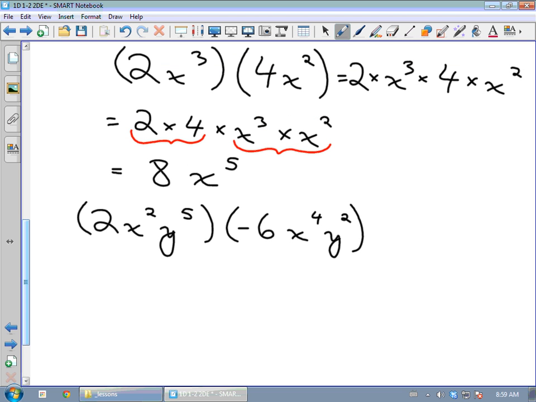Now, when you get really good at these, you won't do this intermediate step where you rearrange everything. But for now, let's just try rearranging it again, putting things that look similar next to each other. So I've got two numbers first, 2 and negative 6, so I'm going to do 2 times negative 6. What other things am I going to group together here? What looks similar? What do you think, Liam?